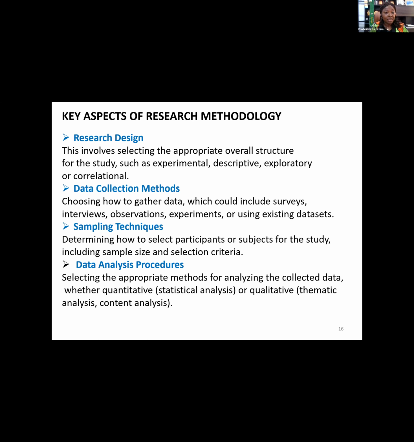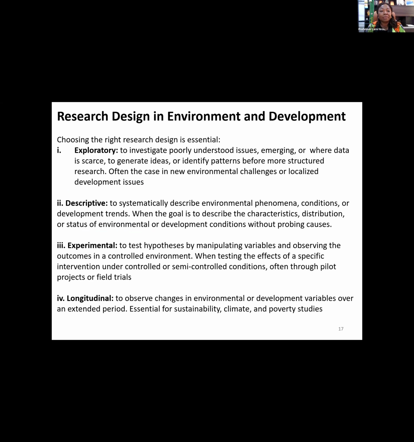Research design, you have to select the appropriate overall structure, whether you're going to use experiments or whether you're going to do descriptive or exploratory or correlational, where you're correlating this and that. Then you have to choose your data collection methods and then sampling techniques and how you analyze your data. Now, in environmental and development research, the right research design is critical.